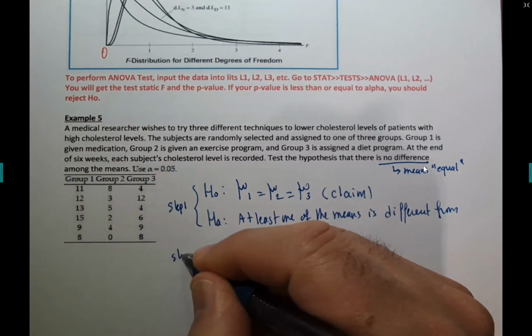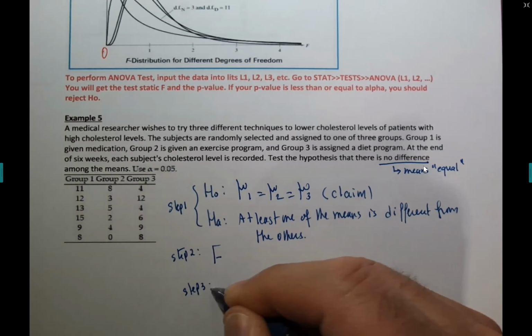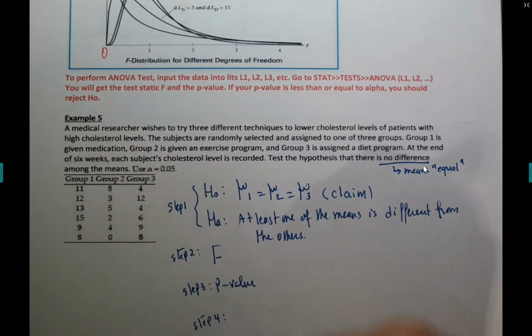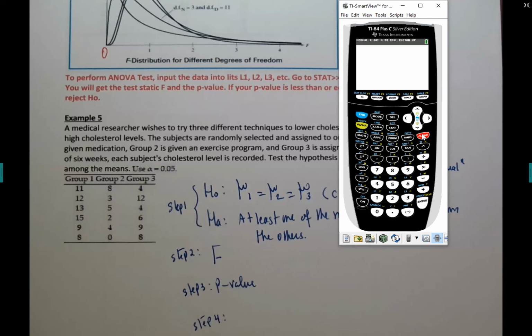Step 2, the test statistic, which is F. Step 3, p-value. Step 4, reject or fail to reject H0, the same steps. And let me show you how to do this exercise. So we're going to bring the calculator back and clear. We're going to go to stat, edit, and you guys have to enter the lists into your calculator. You have no choice but doing this. Clear, enter. Okay, let's enter them.